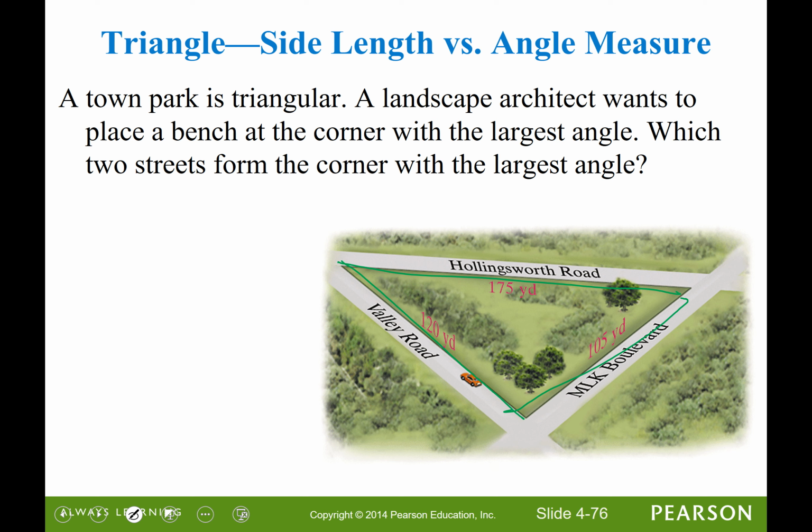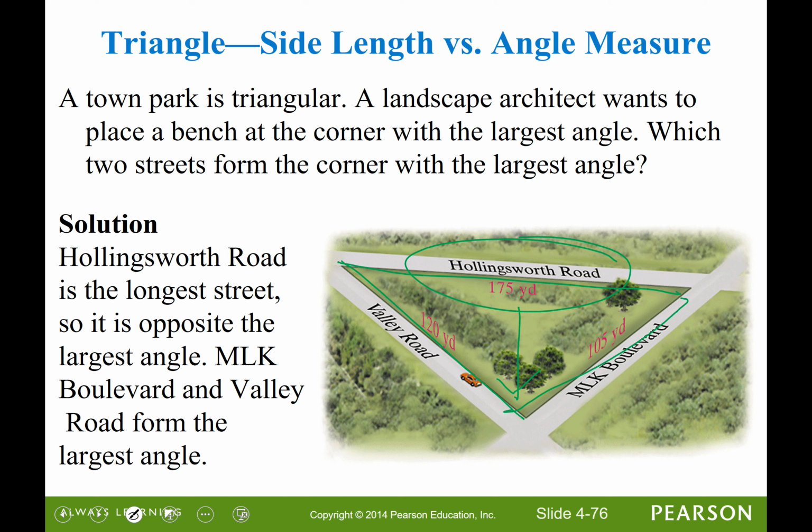Okay, so this is a pretty reasonable question. Let's say you're the architect and you have one bench, so you want to put it at the corner that has the greatest measure. Well, he knows that this is the greatest side, therefore this would be the greatest angle. So Hollingsworth Road is the longest side, so it is opposite the largest angle. So it is MLK Boulevard and Valley Road that form the largest angle right here. MLK Boulevard and Valley Road.